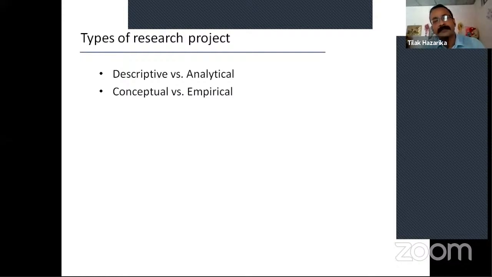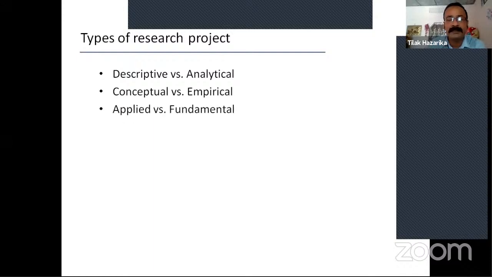So in contrast to the conceptual type of research, there is empirical type of research. Empirical research mostly deals with data. Without data, nothing can be said in empirical research. We have to generate data, that means it must be measurable, it must be countable, or it must be weighable. We have to weigh it, count it, measure it. Then only will we get some kind of data. Without data, we can't say anything in empirical research.